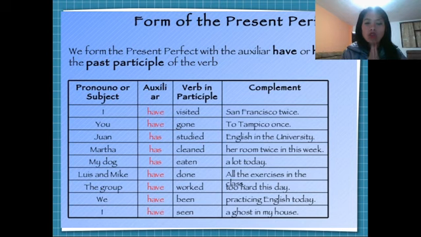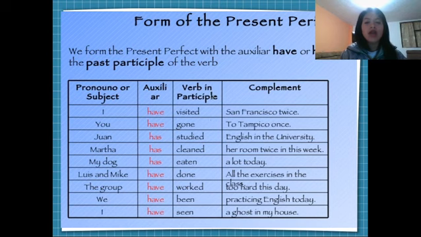But we have to notice which auxiliary we have to use. For example, for I, you, we, you, they, we have to use have. And for he, she, it, has, right? Look, Juan has. Juan is he, right? We have to use has. Marta is she. We have to use has. My dog is it. We have to use has. Luis and Mike, they. We have to use have, right? Pay attention in this part.